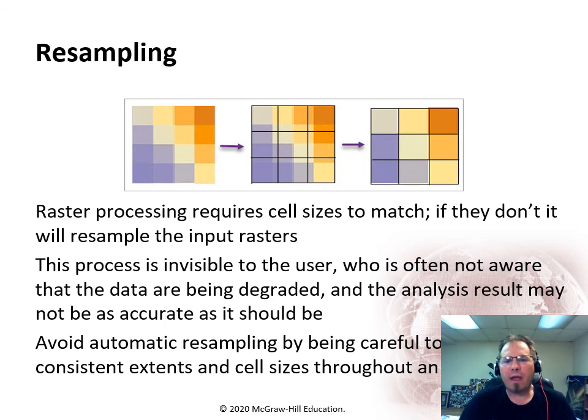So one of the things you have to take into account with rasters is a technique called resampling. When you're doing raster analysis, all of the cell sizes have to match. And if they don't, then they need to be resampled so they do match. The problem with this is that it's pretty much done in the background without you even knowing it, and it's going to default to the larger cell size, which means you're going to degrade your data. You can lose your accuracy with that.